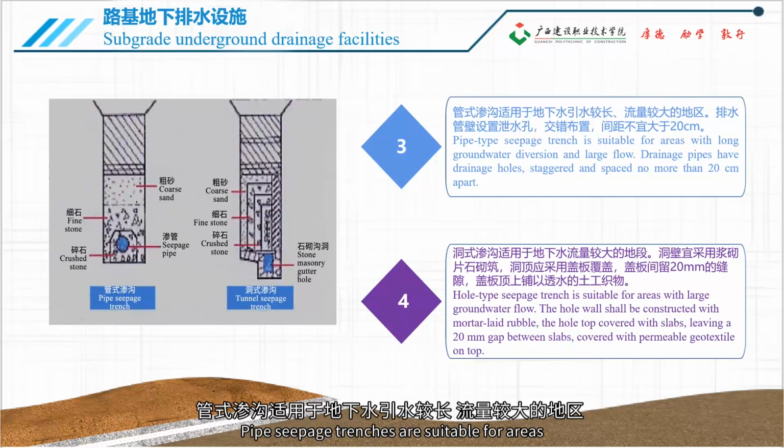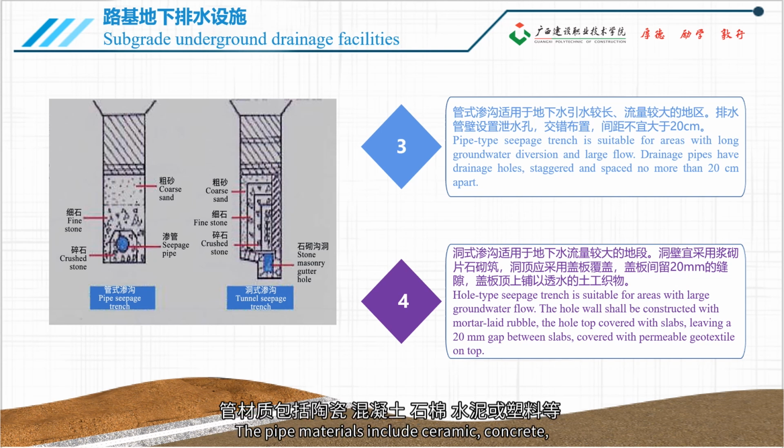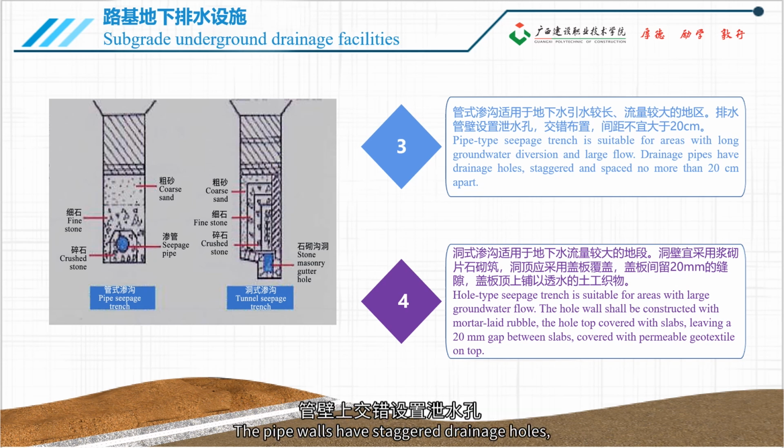Pipe seepage trenches are suitable for areas with long underground water drainage and large flow. The pipe materials include ceramic, concrete, asbestos, cement, plastic, etc. The pipe walls have staggered drainage holes, with a spacing not greater than 20 centimeters.